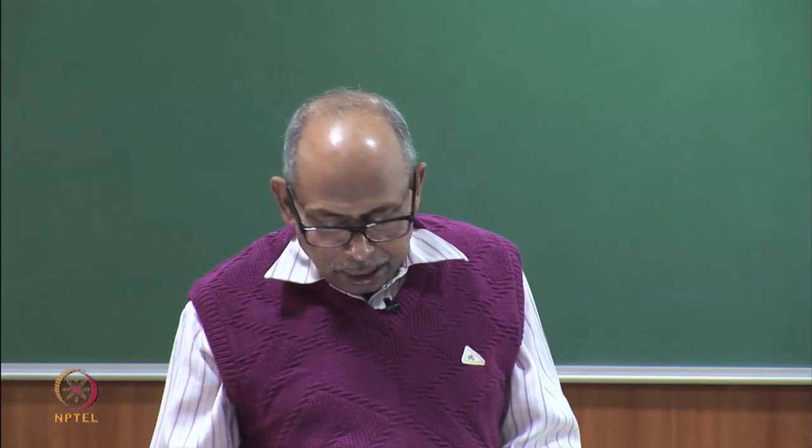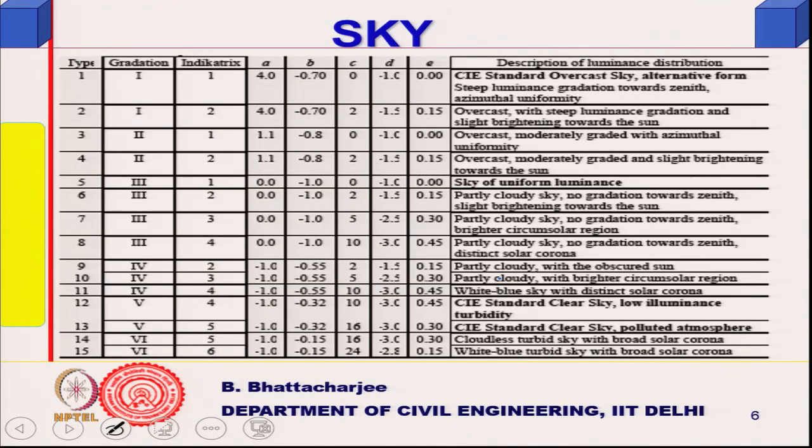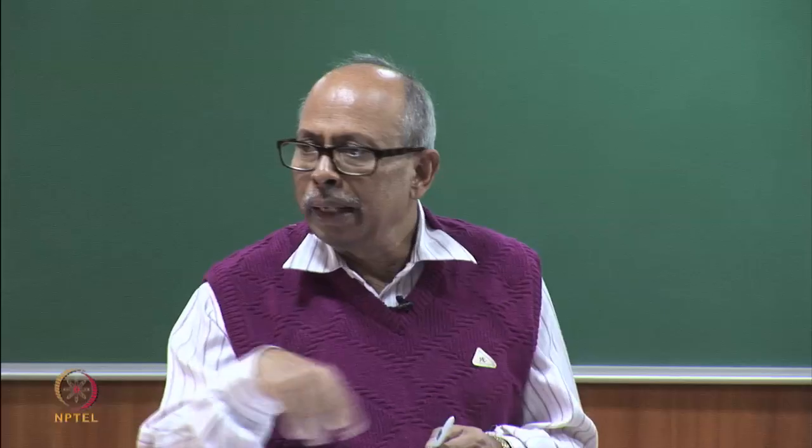Now, how does this A, B, C, D, E vary? You see, there are 15 skies defined: type 1, type 2, up to type 15, and so on. Now, this is the standard sky. There are alternative forms. For example, this is the CIE standard sky, alternative form: steep luminance gradation towards zenith and azimuthal uniformity. So it does not vary with the azimuth.